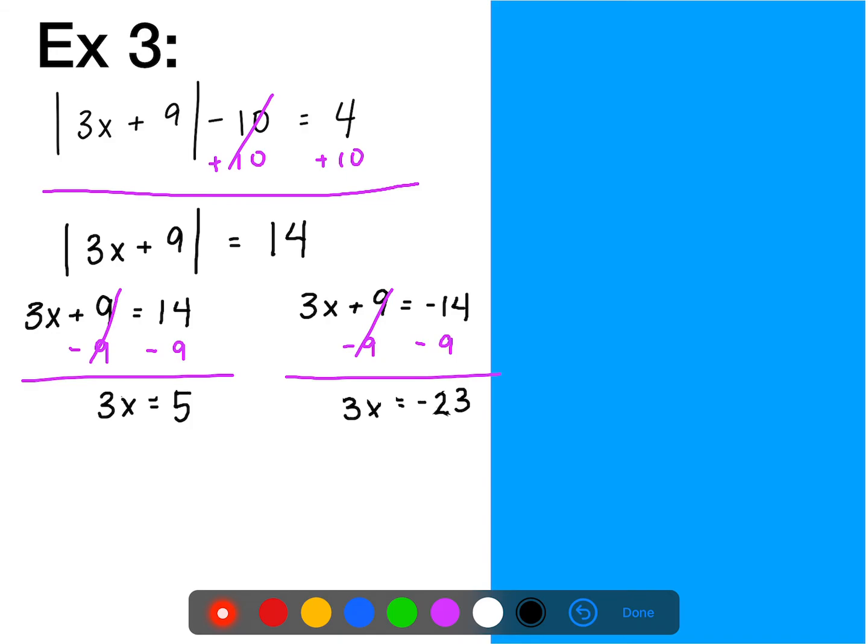And then I got to get rid of those 3's. Divide by 3, divide by 3. And I end up with everybody's favorite, fractions. x equals 5 over 3, and x equals negative 23 over 3.